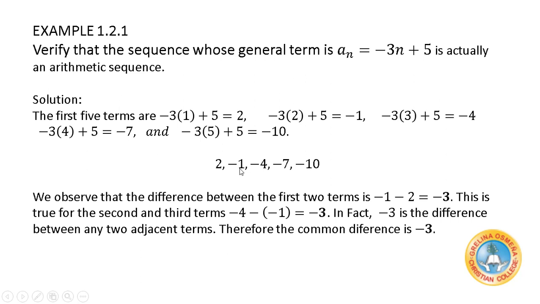So, second term minus the first term, or third term minus the second term, fourth term minus the third term, fifth term minus the fourth term. Okay? And so we have that common difference, negative 3. So we can say that this general term is an arithmetic sequence.